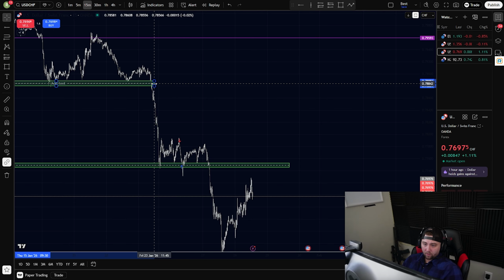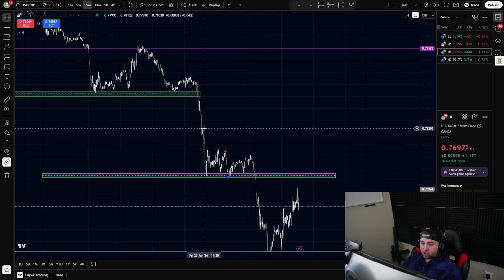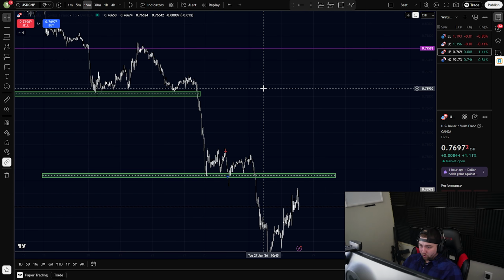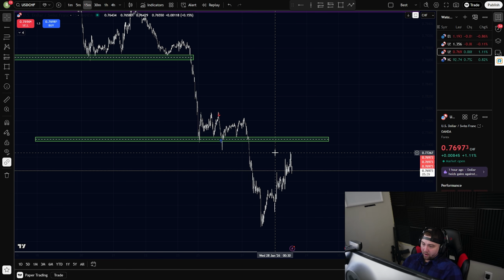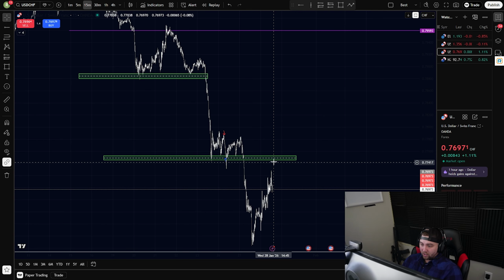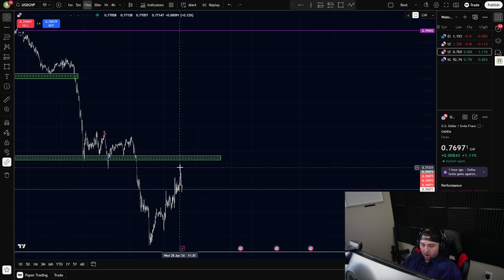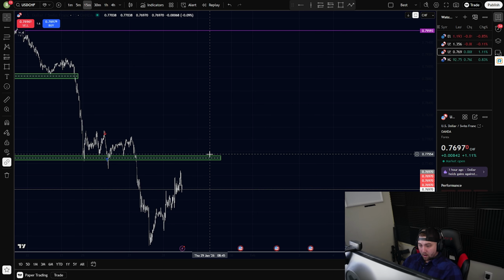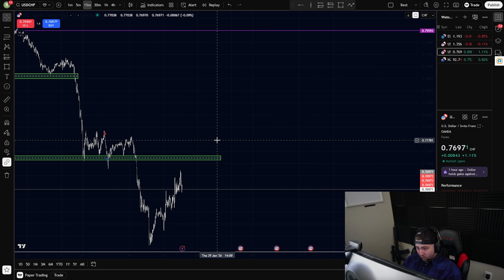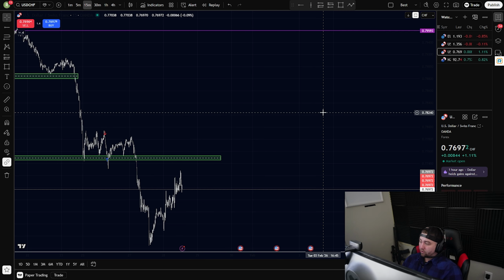This is no longer an area of interest. Why? Because we shot down, passed through it. We stopped respecting it. And yeah, so on this one, I'm really just waiting for a clear rejection of it, or I am waiting for price to not respect it, come up past it, come back, test it again, and go up a little bit. Then I am in for that trade.